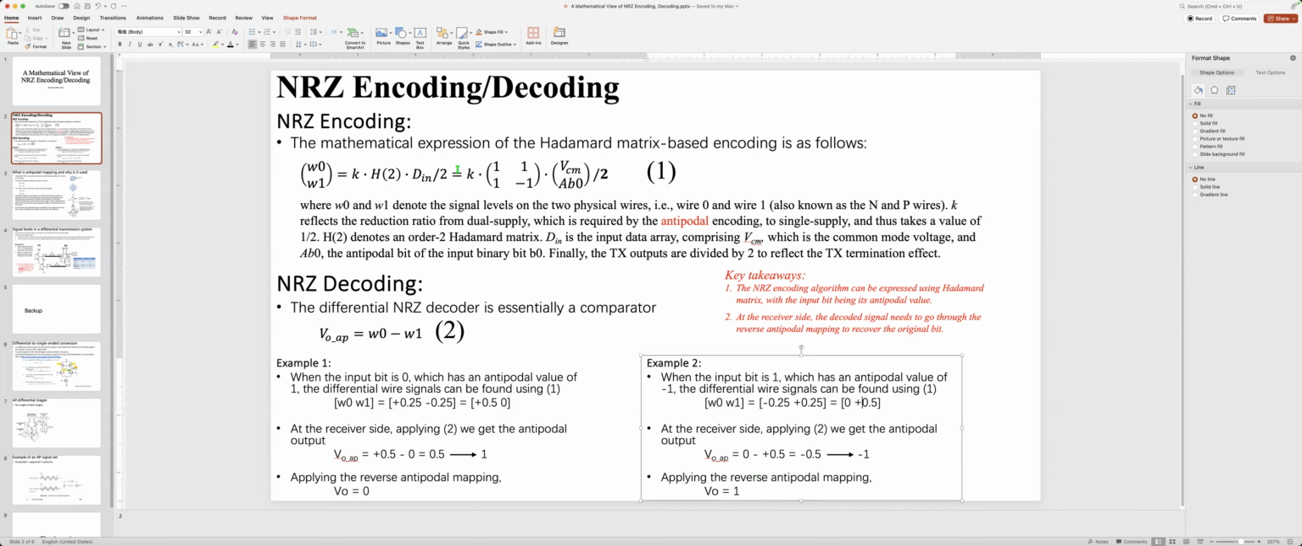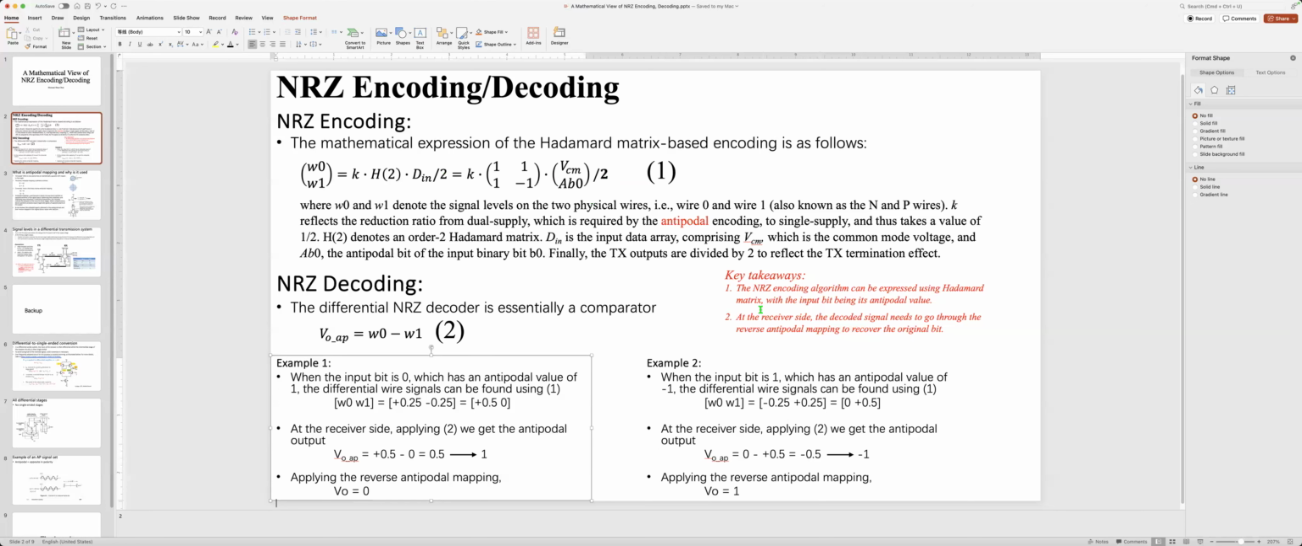So the whole mechanism works well, and I guess that is the correct way of explaining and constructing this NRZ encoding decoding algorithm. If you have any comments, please do let me know.